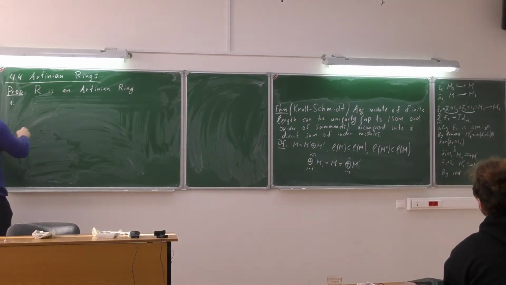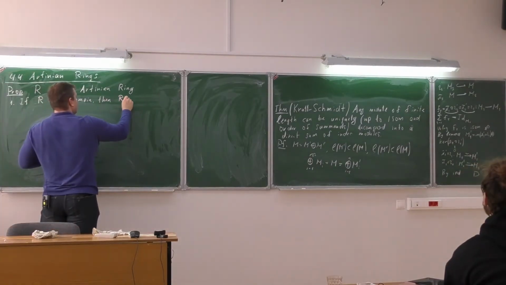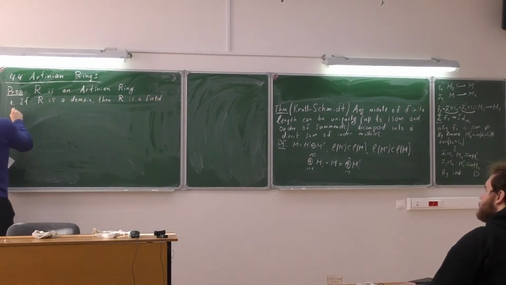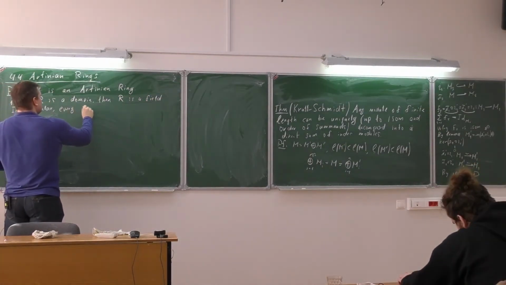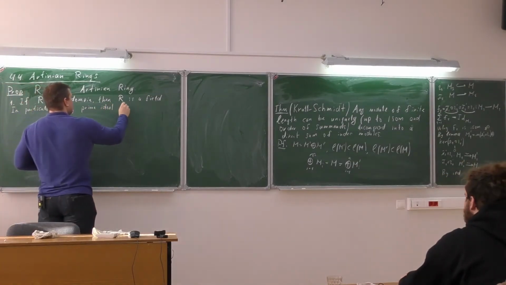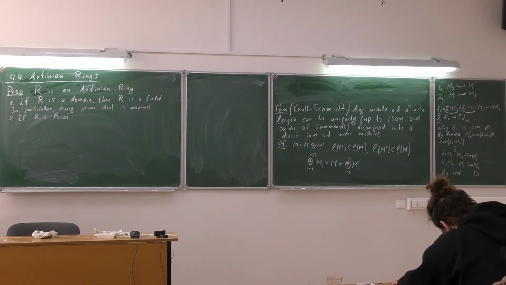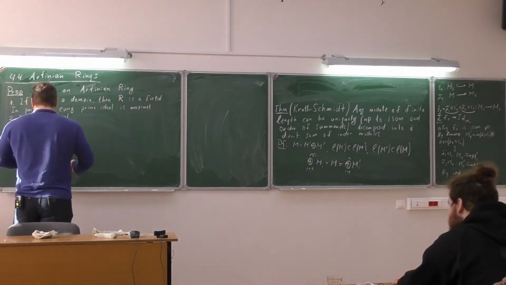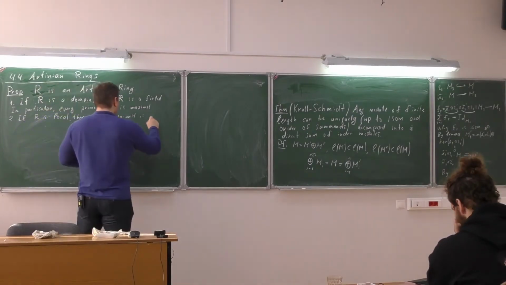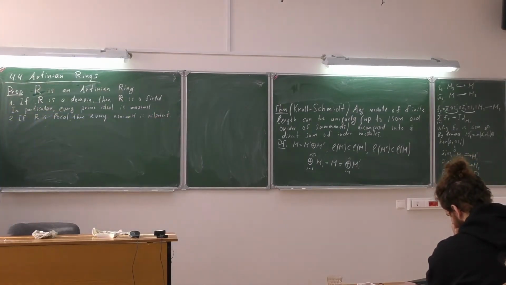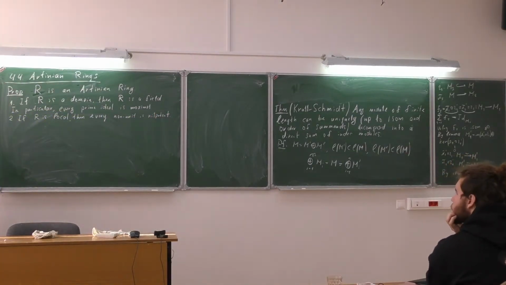So first observation, if R is a domain, then R is a field. So in particular, every prime ideal in an Artinian ring is maximal. So second property, if R is local, meaning that there is a unique maximal ideal, but by property 1 maximal and prime is the same thing in an Artinian ring, so there's a unique prime ideal. So if R is local, then every non-unit is nilpotent. So in the local Artinian rings, elements are only units and nilpotent elements.